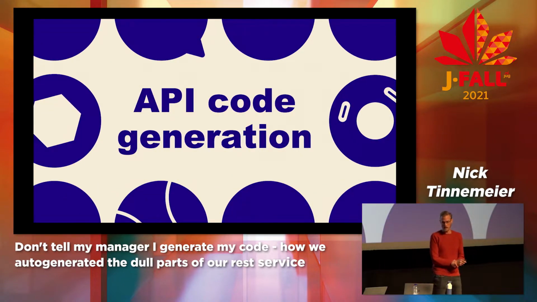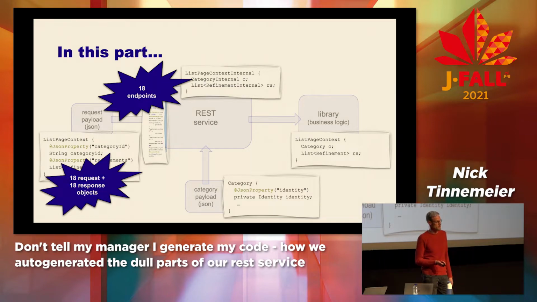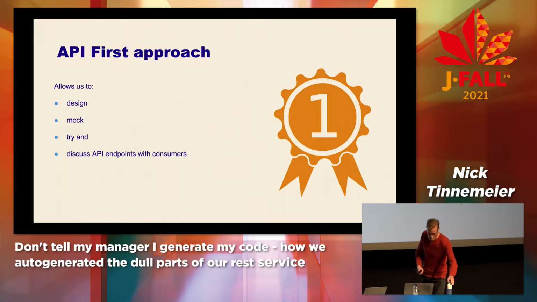So right, onto API code generation. In this part of the presentation, I'll show you how we auto-generate those 18 endpoints and how we also generate the code for those 18 request and 18 response objects. So we adopted an API-first approach, and that allows us to design, mock, try, and discuss our API endpoints with our consumers before writing a single line of code.